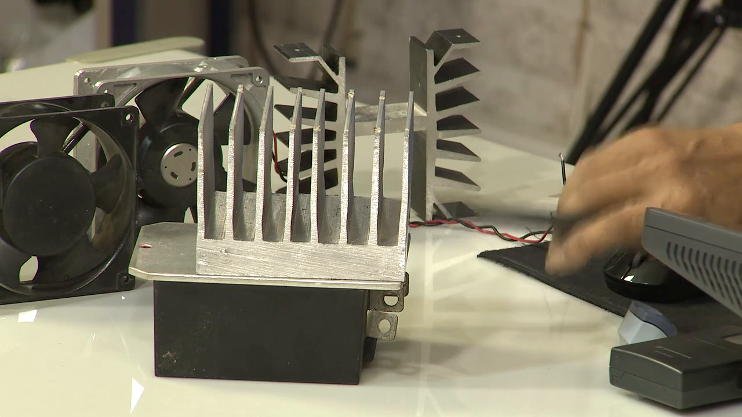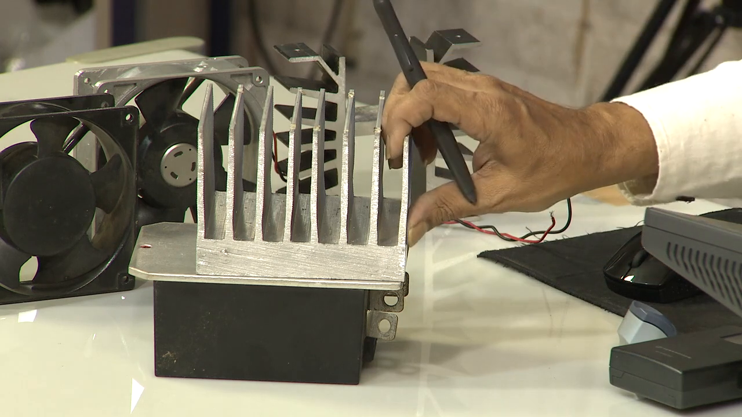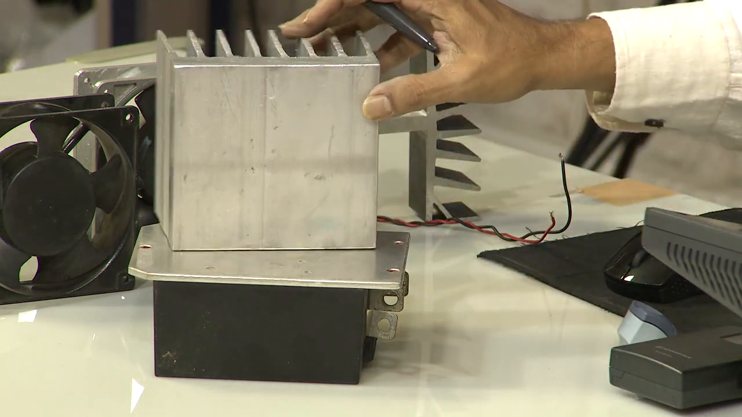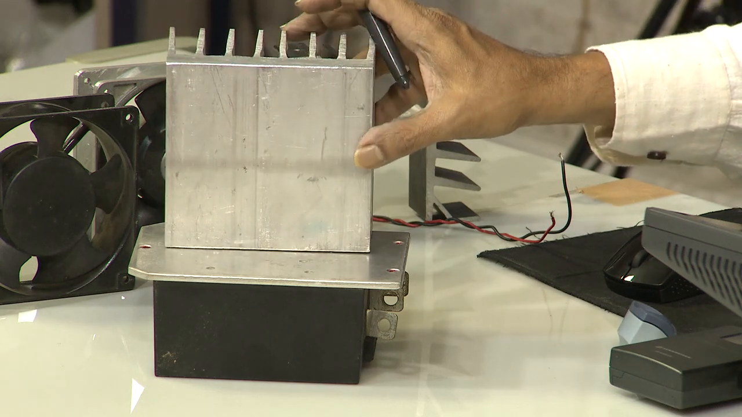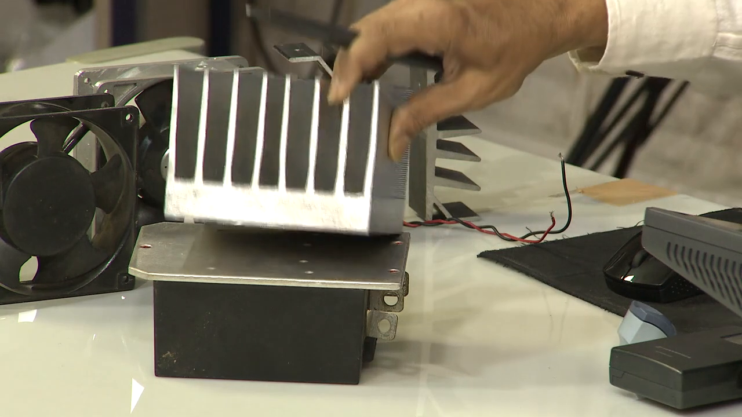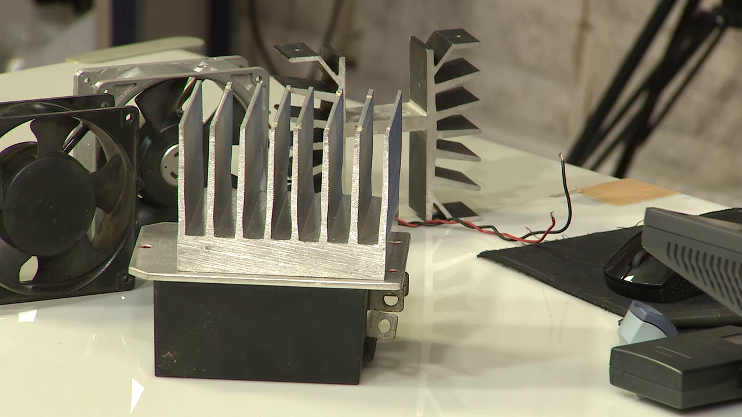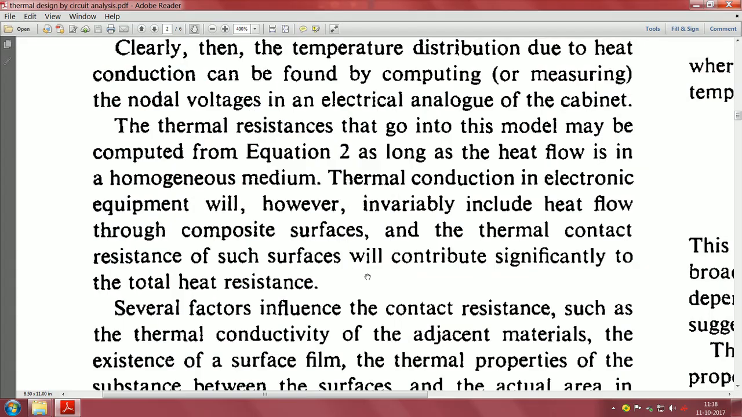tighten it and hope things fall into place, because in spite of my best understanding of the situation, you have seen this nicely, it is rotating here. So, that shows they are not in perfect contact. Same thing here, this is slightly better. So, I try to apply some heat sink compound and try to apply as much pressure as possible. This is exactly what Jensen was talking about. Contact resistance of such surfaces will contribute significantly to the total heat resistance.